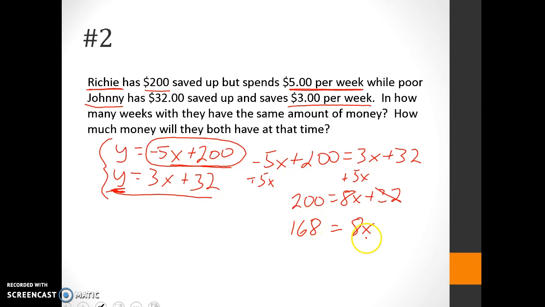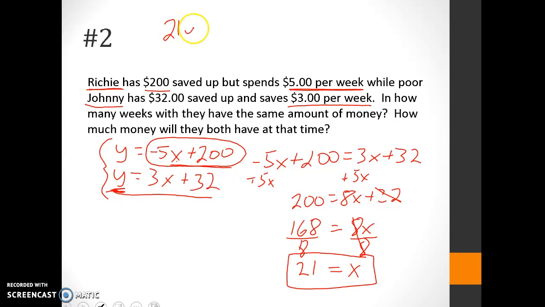Then I'm going to get x by itself by dividing by 8. So my 8's will cancel, and x equals 168 divided by 8, which is 21. So the x value, that's the number of weeks that go by. This tells me that in 21 weeks, they're going to have the same amount of money. And how much money is that?